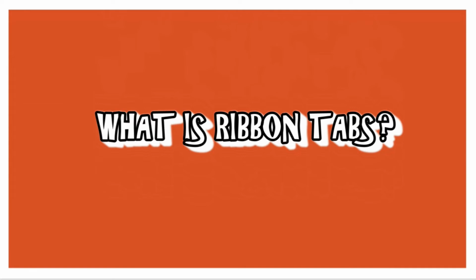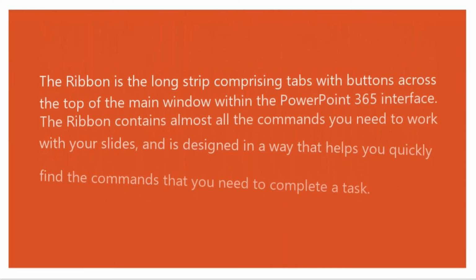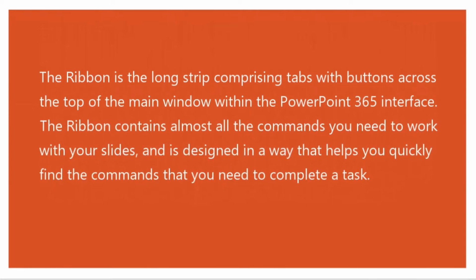Let's begin with ribbon tabs. The ribbon is the long strip comprising tabs with buttons across the top of the main window within the PowerPoint 365 interface. The ribbon contains almost all the commands you need to work with your slides and is designed in a way that helps you quickly find the commands that you need to complete a task.